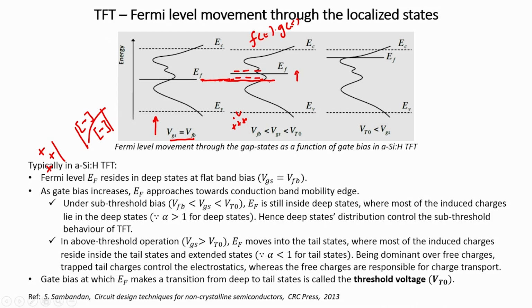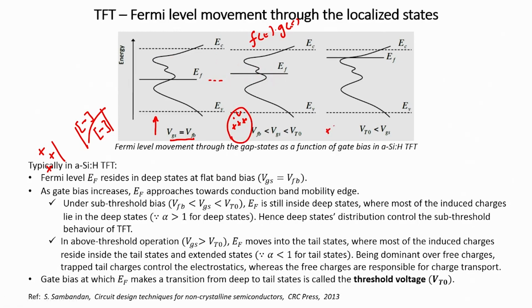So, now the meaning of acceptor-like states becomes very clear, right. As the Fermi level moves up, these states were filled with electrons and therefore they all became negatively charged. So, they are playing the same role as the doped acceptor-like ions in the case of an n channel MOSFET. As the Fermi level moves up, the acceptor-like states get filled with electrons and this charge compensates for the charge on the gate.